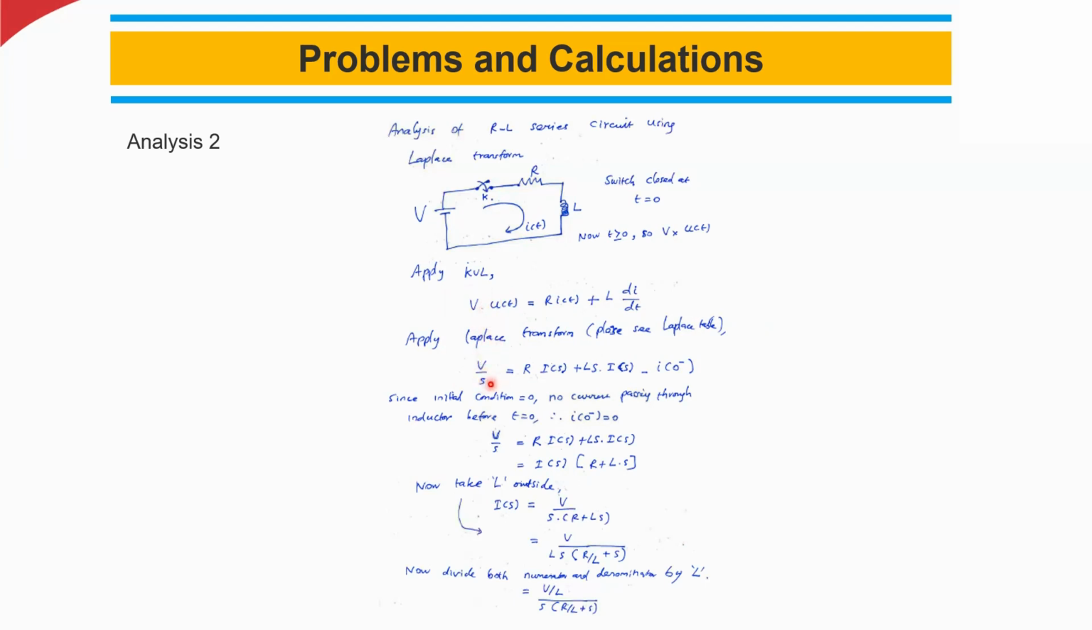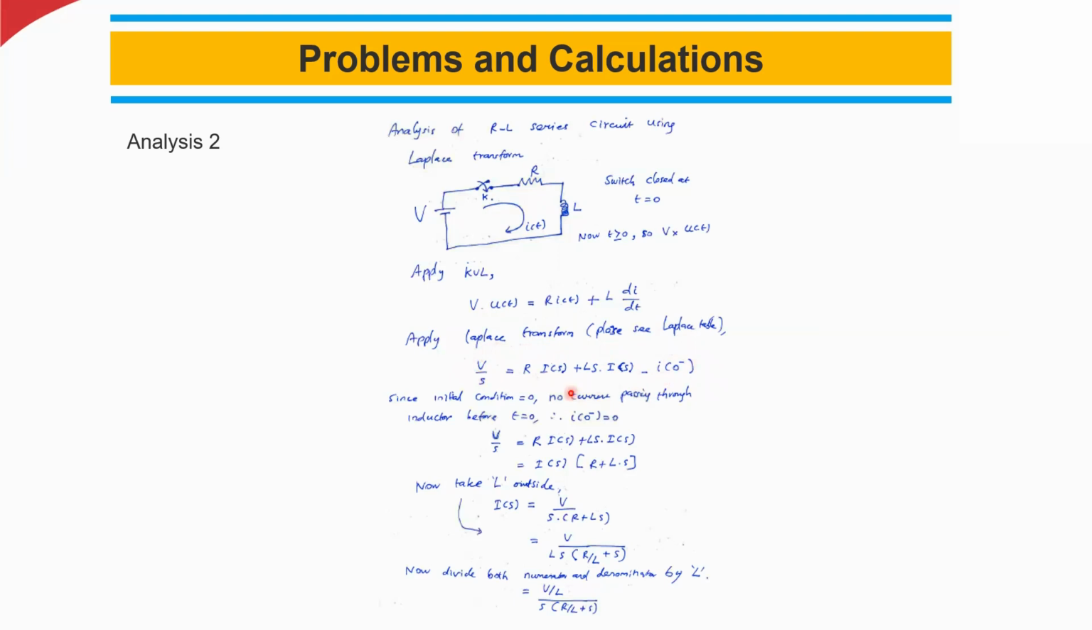So V divided by S is equal to R, a constant, which we keep, times i(t) becoming capital I(S), plus L, a constant we keep, times di/dt, which under the Laplace transform becomes S times I(S). So Ls times I(S) minus, now I also have to consider the initial energy of this inductor, minus i(0-). This is the equation after we apply the Laplace transform.